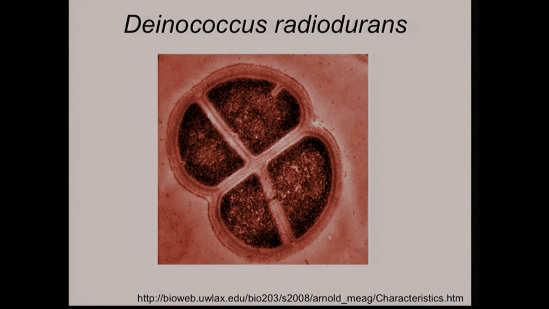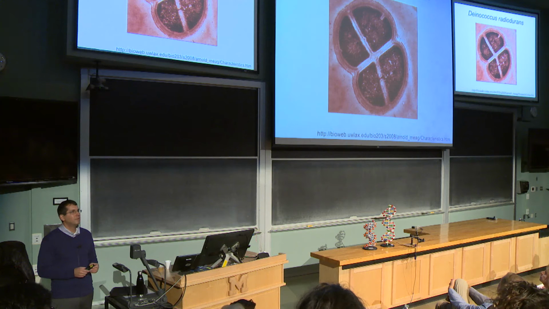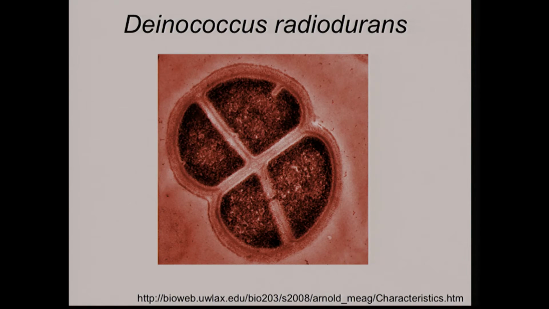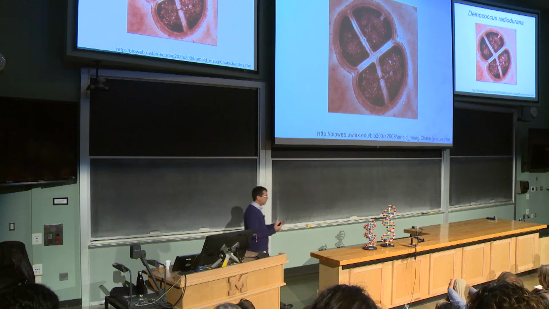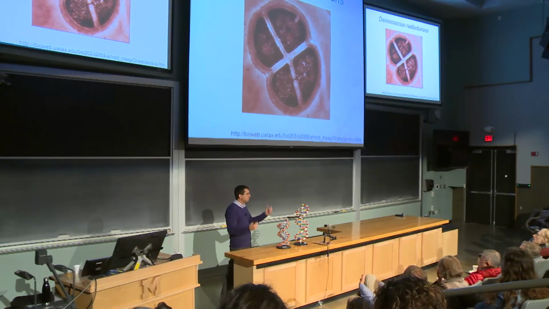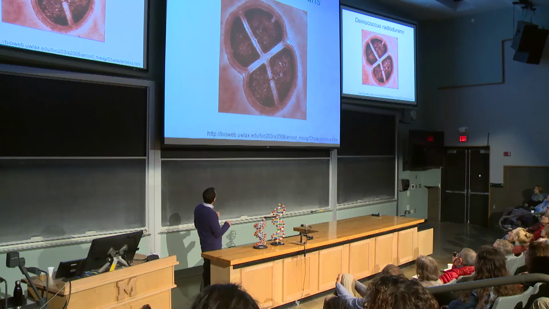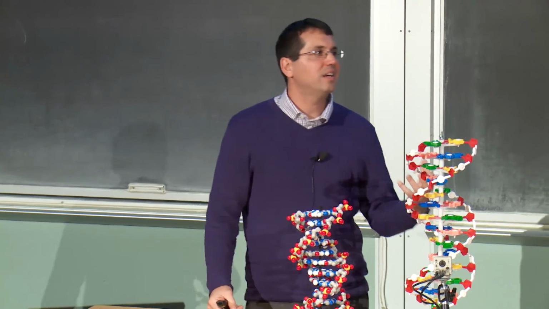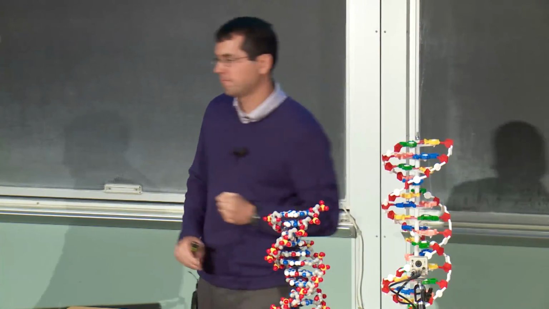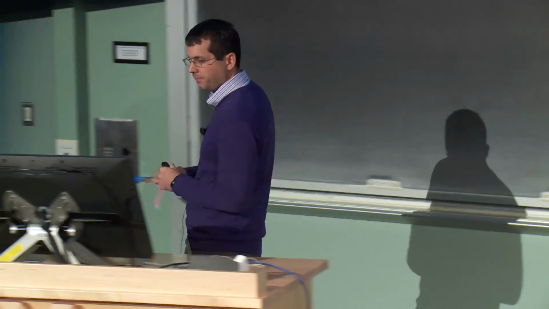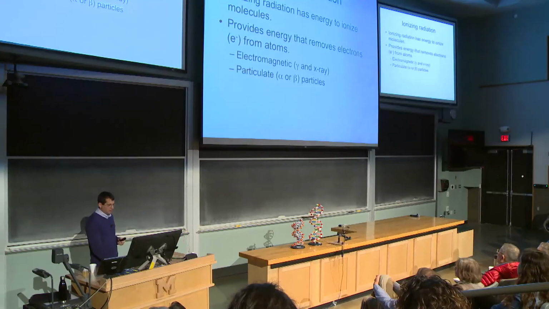So there's an organism called Deinococcus radiodurans. Has anyone heard of this organism? No? Okay. So Deinococcus radiodurans, I mean, it's pretty common. It's like Bacillus. It's in the soil, all around the world. And this is just an image of it that I borrowed from the internet. And it's very, very resistant to ionizing radiation. Okay? Very resistant to ionizing radiation. So let me tell you just a little bit about ionizing radiation.